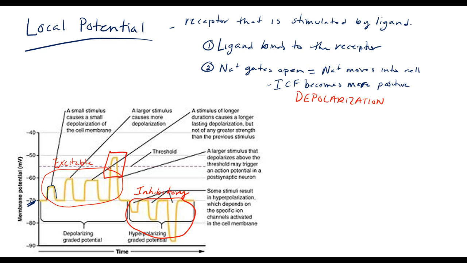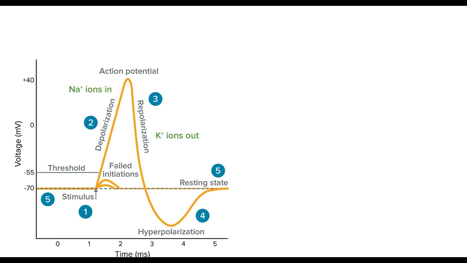Okay, so local potentials are changes in the membrane potential that do not trigger an action potential. There's a little bit of movement of sodium, but not enough to trigger an action potential. So let's talk about what an action potential is.